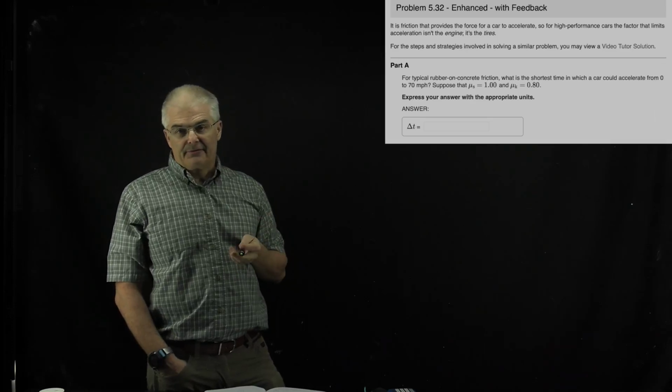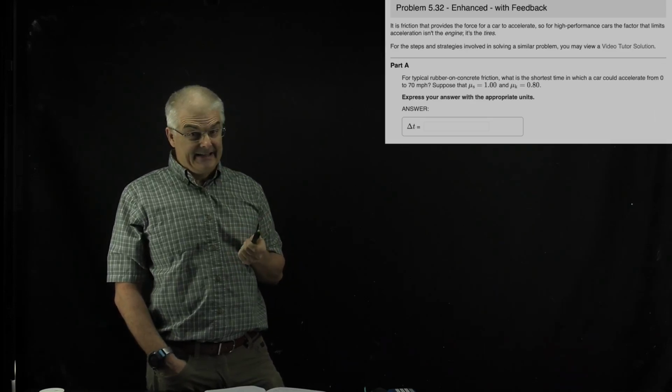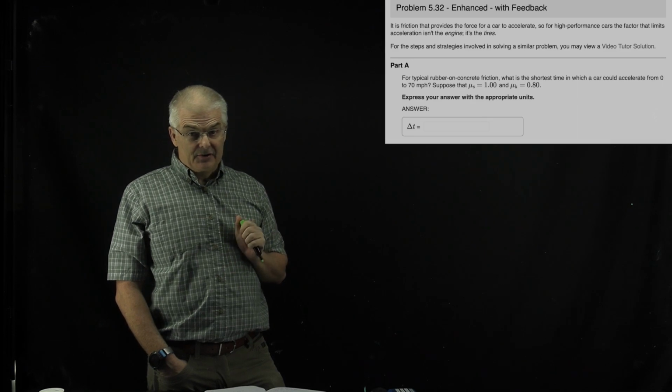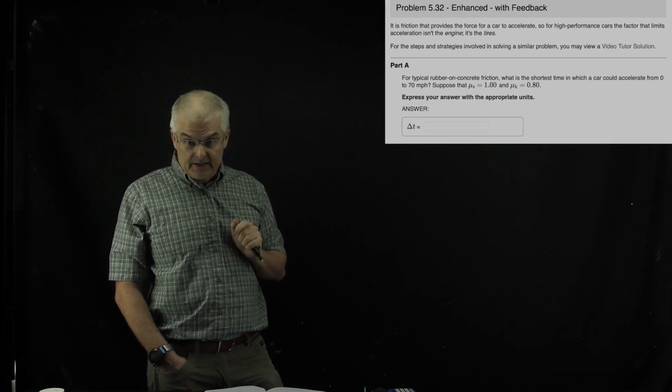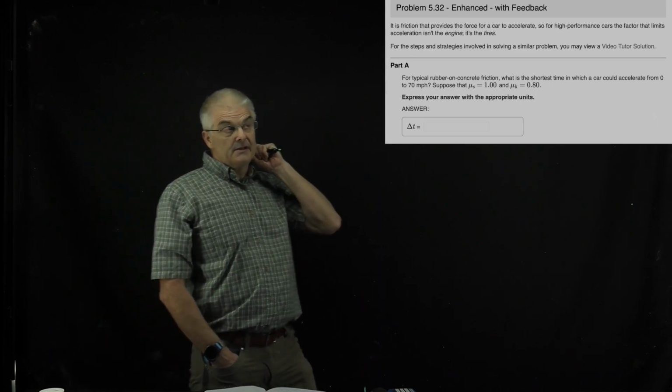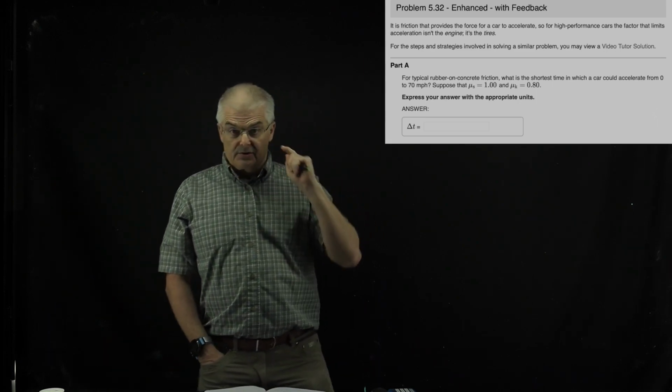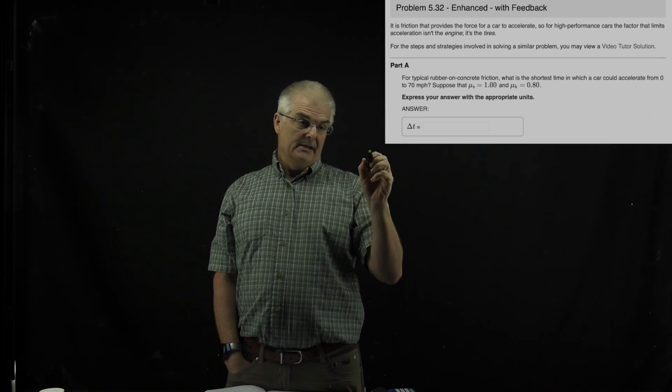I think it's a fun problem. The friction provides the force of a car, not the actual engine, the friction of the tire for the car. And you want to go from 0 to some speed. I think on this problem I have 70 miles per hour. So the first thing you want to do is, let's think about this.